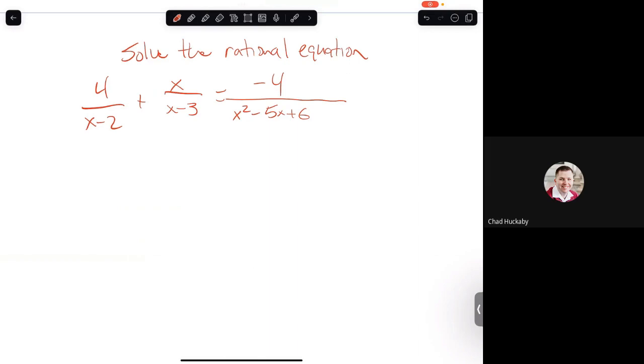So what do we need to do first? Well, just like in the other questions where we have quadratics, if you can factor it, you need to try to factor it. So let's try to factor this denominator.